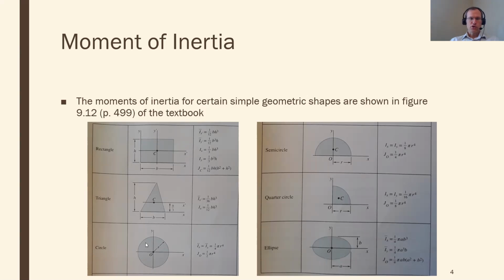but again, have the same thing for the circle. So circle I bar. So in this case, my x and y axes are actually through the centroid of the circle, being right in the middle. So again, bars on my I's indicating centroidal moments of inertia. Also using the polar moment of inertia in this case. Same thing for semicircles, quarter circles, and ellipses. So simple shapes, there's all my moments of inertia. Again, just make sure you're using the right one.